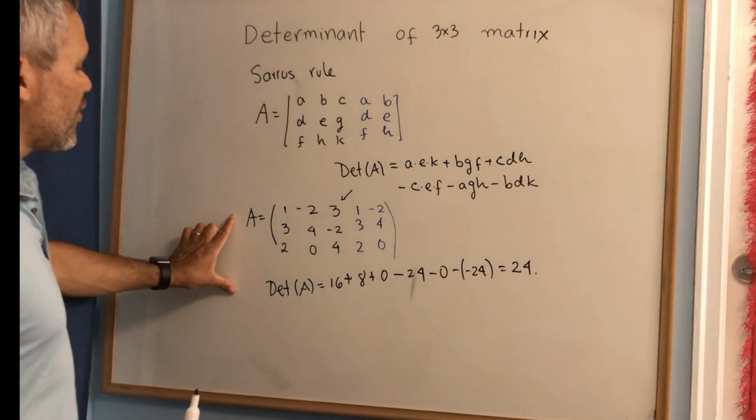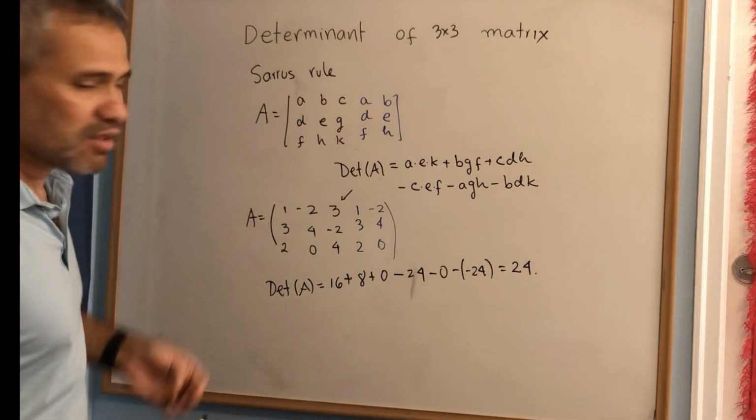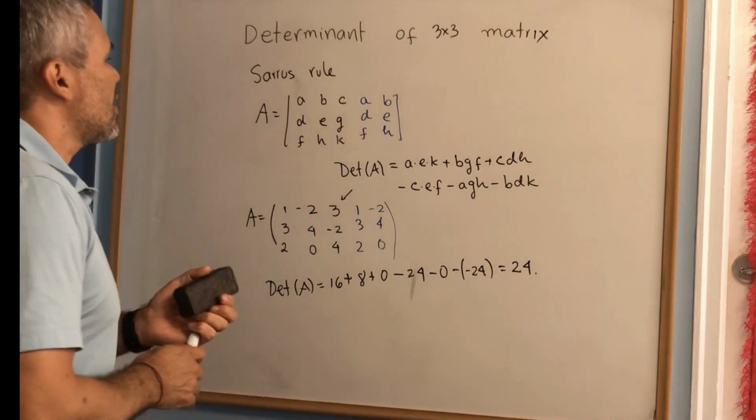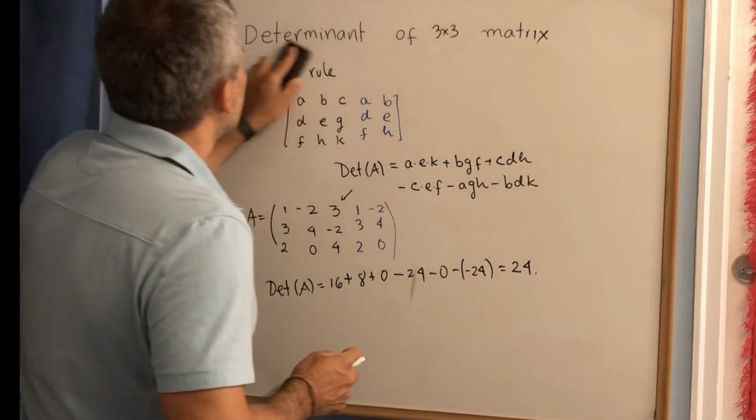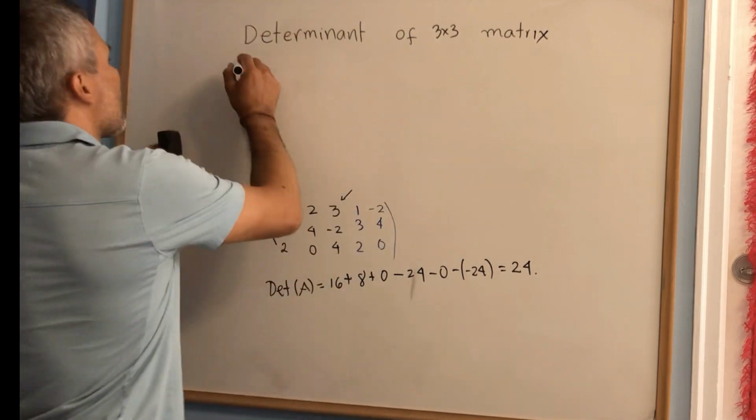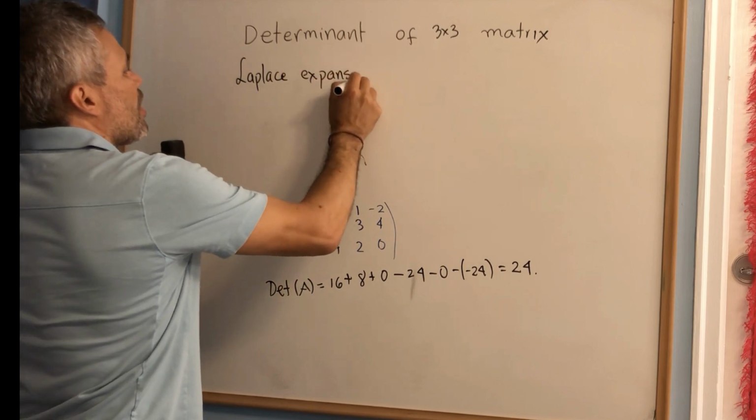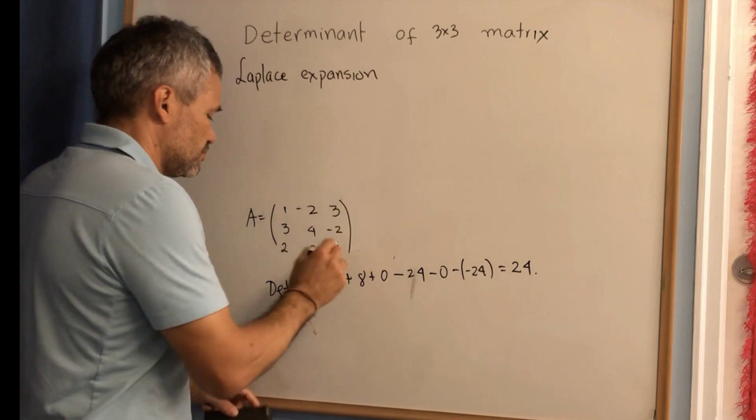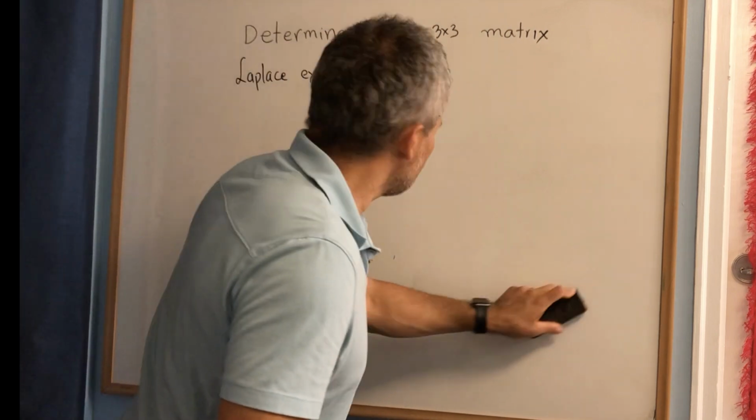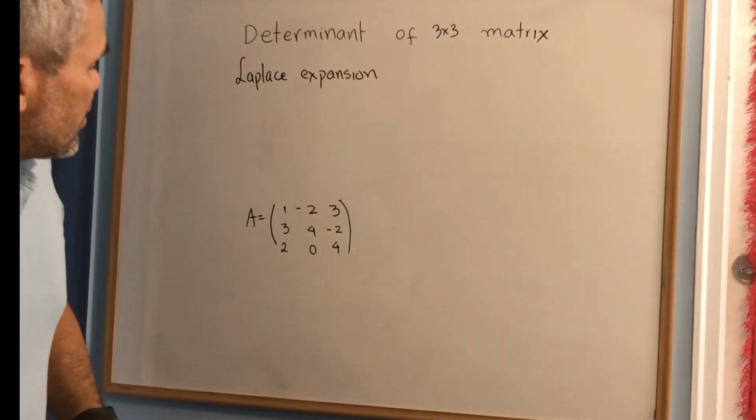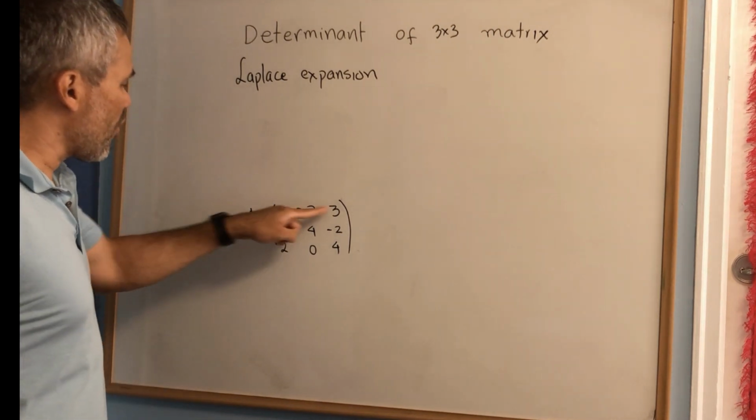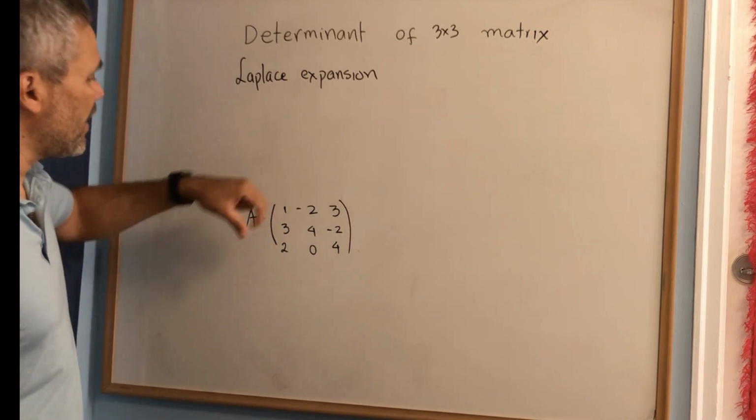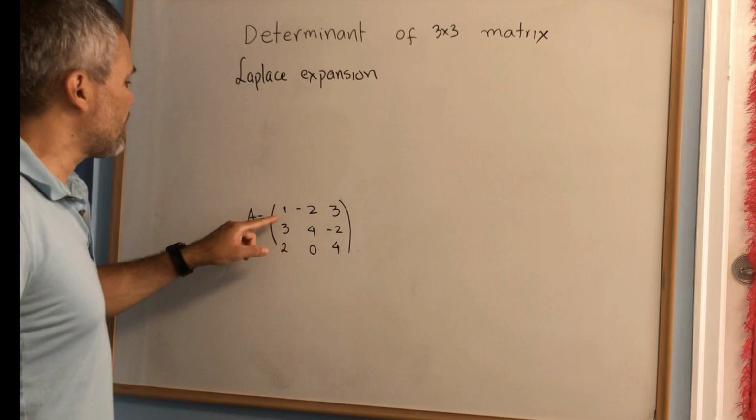Let's see another way to compute the determinant of the same matrix. And we're going to talk about something that is called the Laplace expansion. And let's suppose that we have the same matrix, A, but now in order to do the Laplace expansion, we need to pick either a row or a column. Either one will work, any row or any column will do the job. Let's pick the first column.